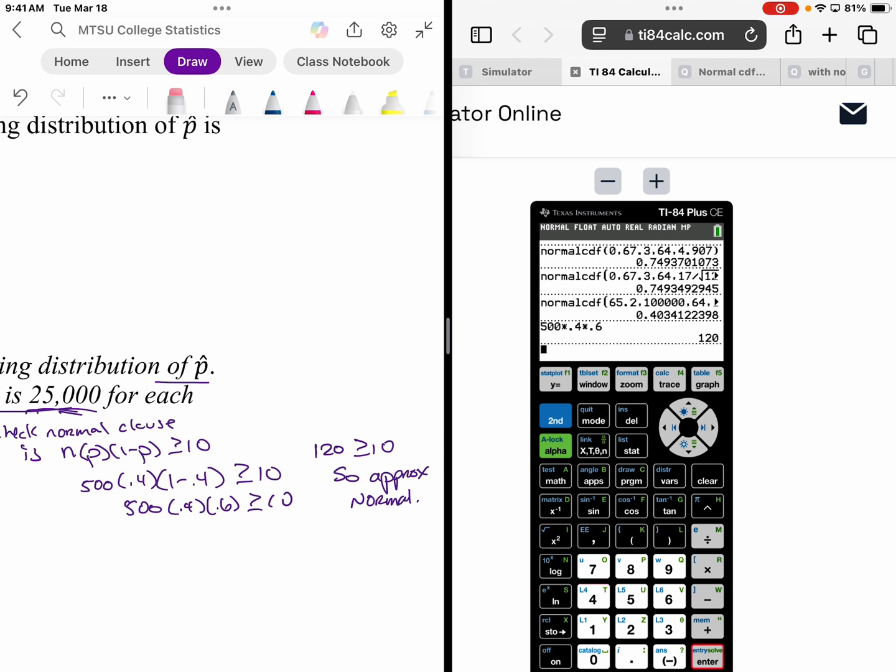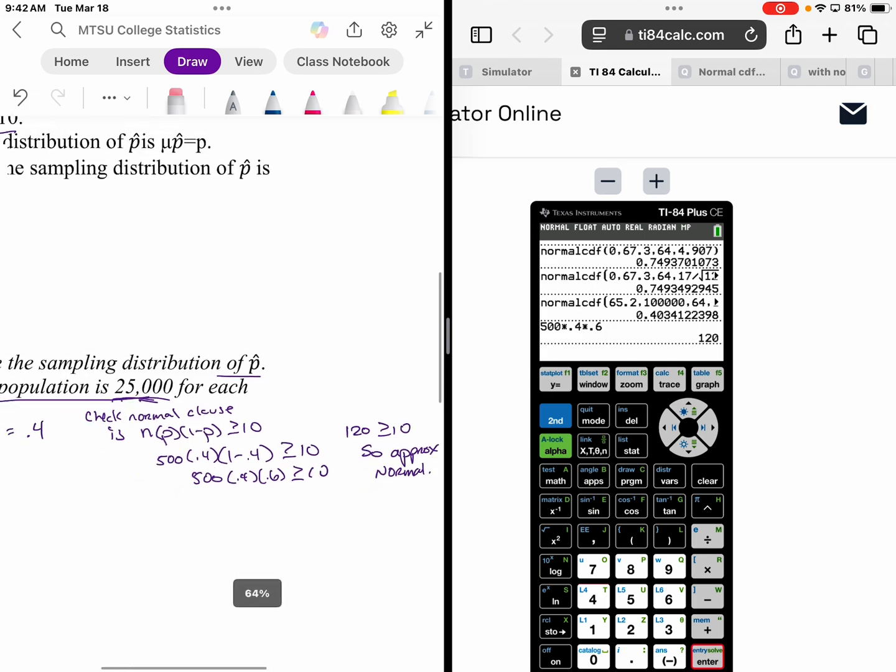When I'm dealing with proportions, it doesn't matter about the sample size. I got to do the multiplication part. I got to check that clause. If it's greater than or equal to 10, then it's normal.